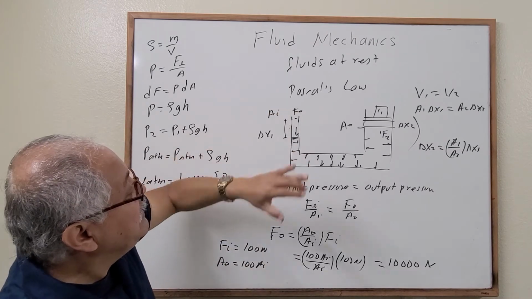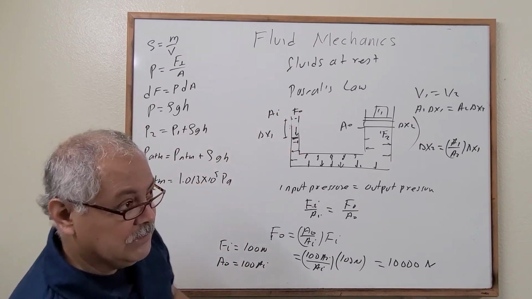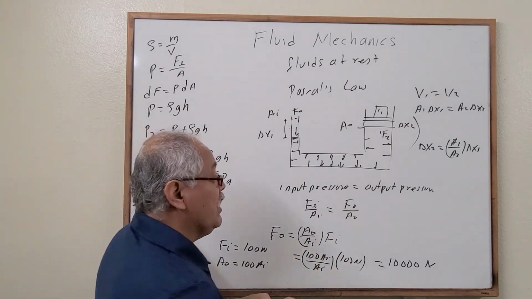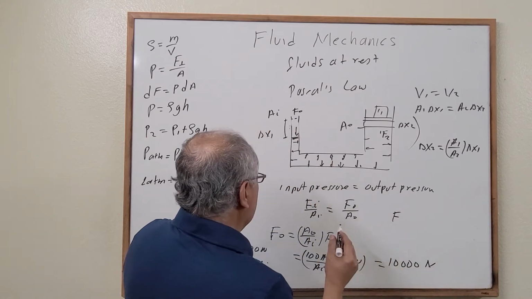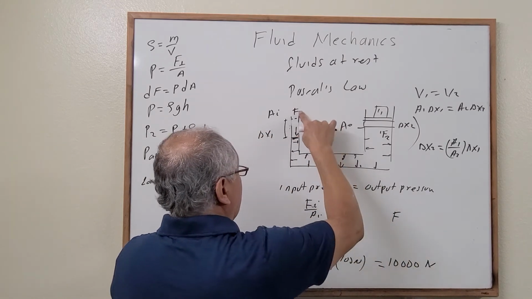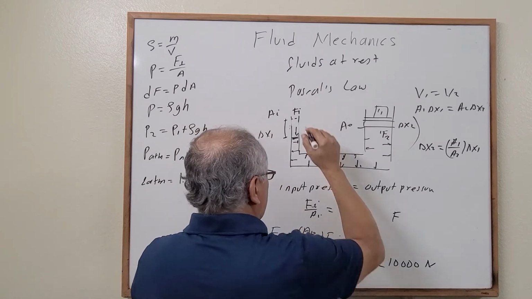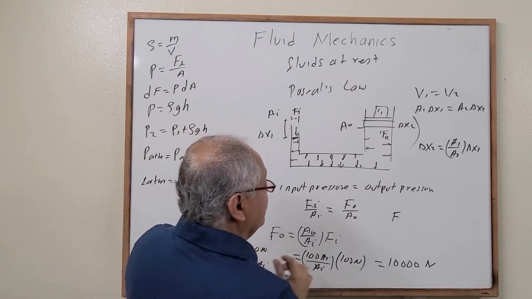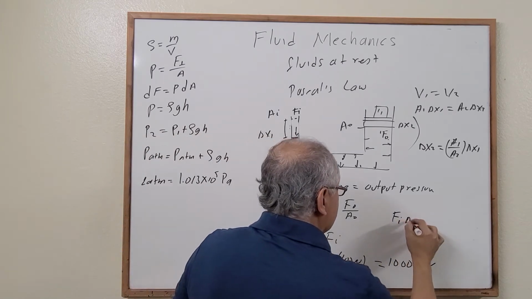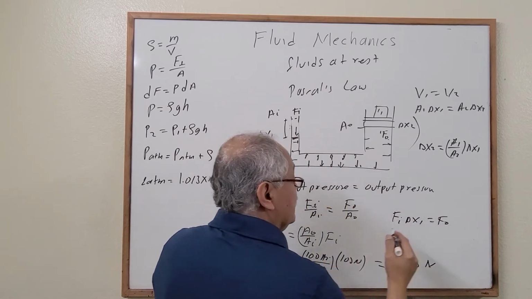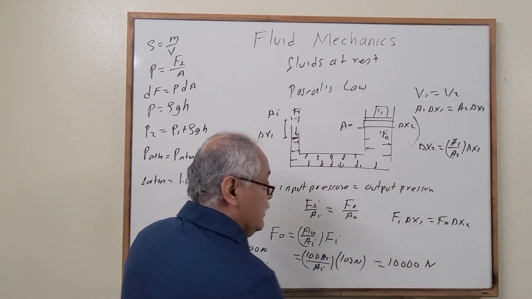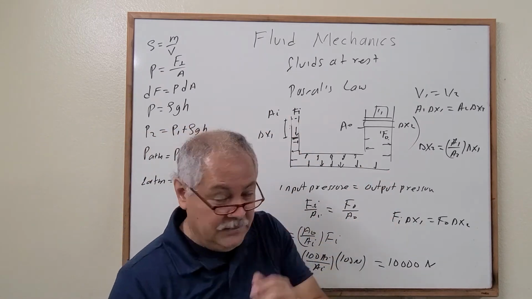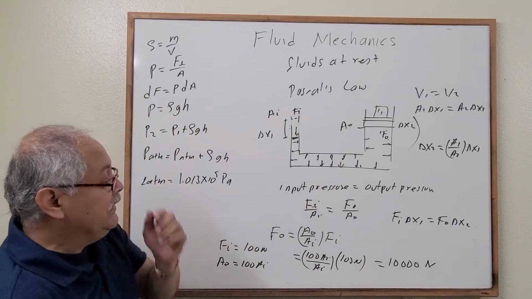Also, energy must be conserved. What is energy? In this case, it is work, which is force times distance. So this input force, F1, and this output force: the input force times this delta x1 is equal to the output force times delta x2. So energy is conserved. In this case, we're dealing with work. Remember, work and energy are related. Okay, perfect.